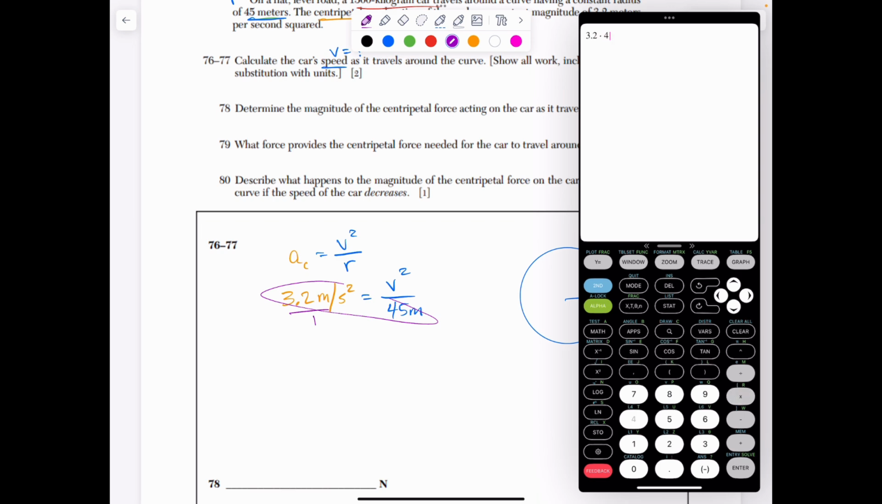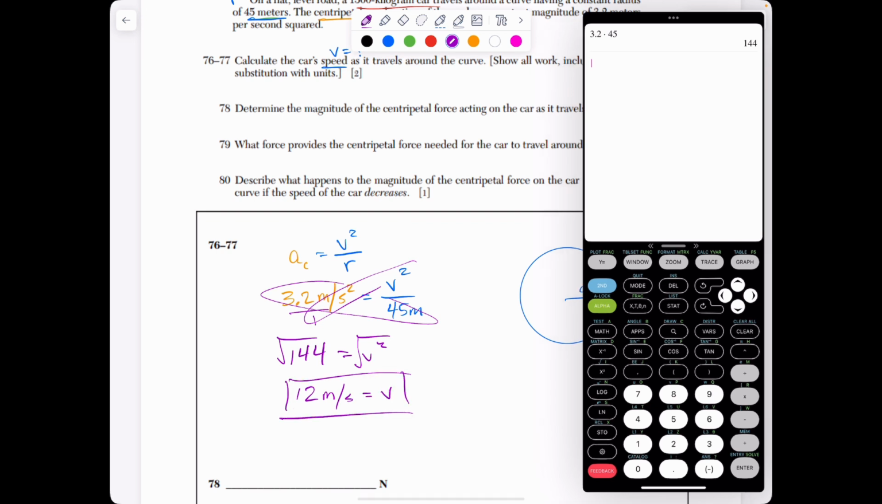3.2 times 45. And so I get 144 equals, well, this is V squared times 1. So that's V squared. That's not my answer. We got to take our square root. Take our square root of both sides. They made it nice and easy, that our number is a perfect square. 12 meters per second is our velocity. It doesn't have to be a perfect square, but in this case it is.